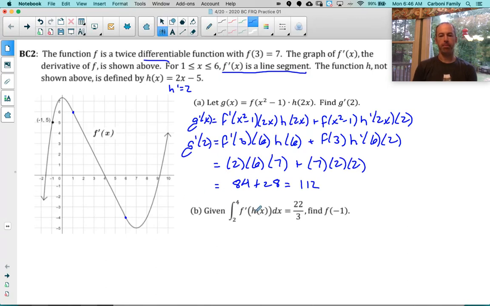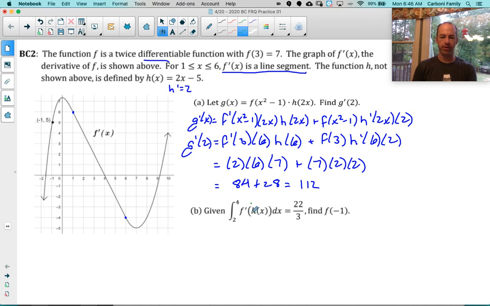All right, for B, we're trying to find the value of f of negative 1 given that definite integral. What I assume will happen is that as I work this problem out, f of negative 1 shows up somewhere in the evaluation of that integral. So let's see if that happens.